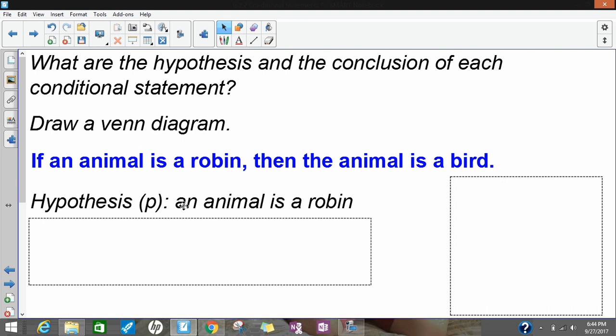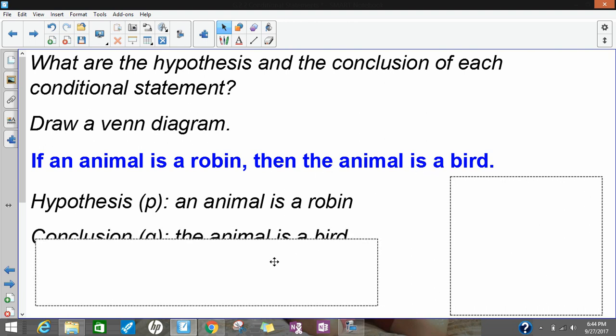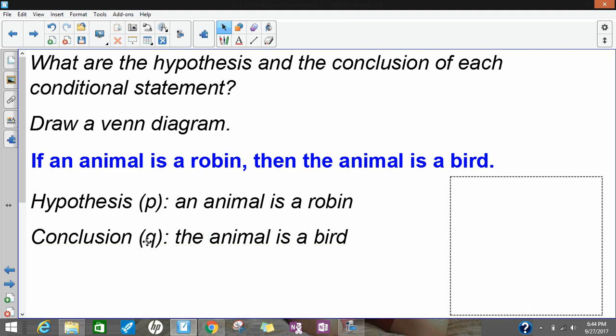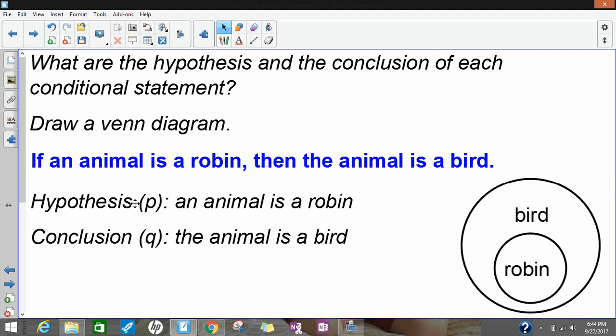Notice I didn't add the word if in there. The hypothesis is just the stuff after that word. The conclusion is the animal is a bird. It's all the words that come after the word then. So my conclusion, Q, is the animal is a bird. And then if I draw a Venn diagram, it's a circle inside a circle, and the littler circle is always the hypothesis P. So if a bird is in the robin circle, it's also in the bird circle. So if it's a robin, then it's a bird.